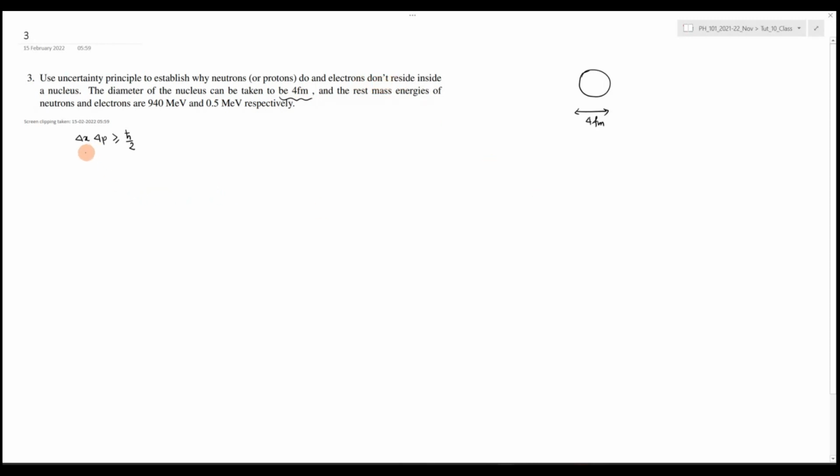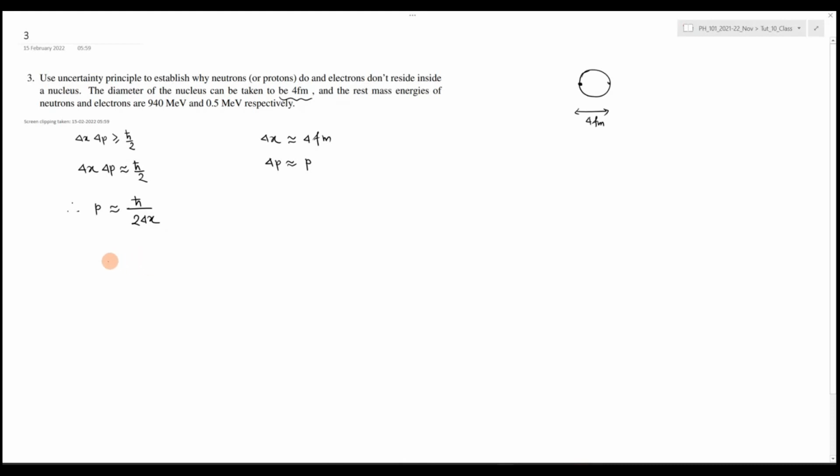Because this diameter is 4 Fermi meter, the position can be from here to here anywhere. So our delta x can be approximately 4 Fermi meter, and let us do this for the minimum uncertainty case, like delta x into delta p approximately equal to h cross by 2. It will be definitely greater than this, and let us write delta p to be approximately equal to p. So from here you will get p to be approximately equal to h cross by 2 delta x.